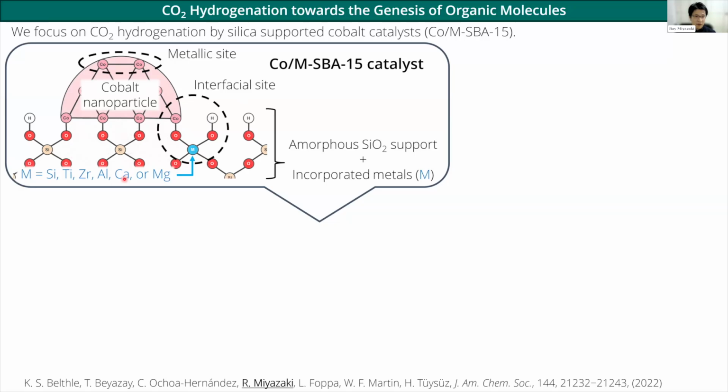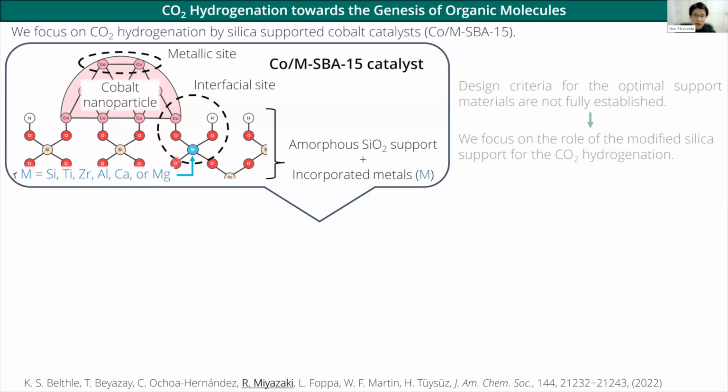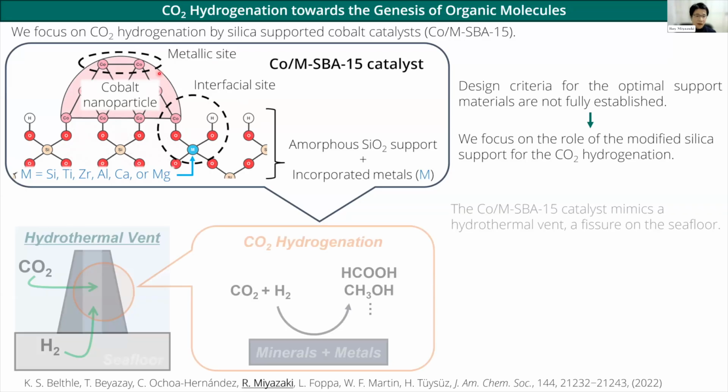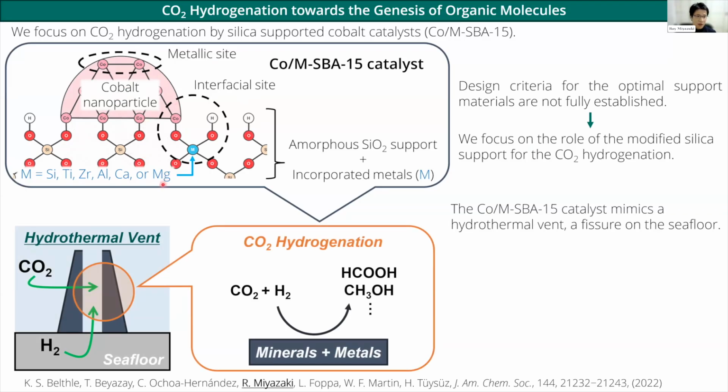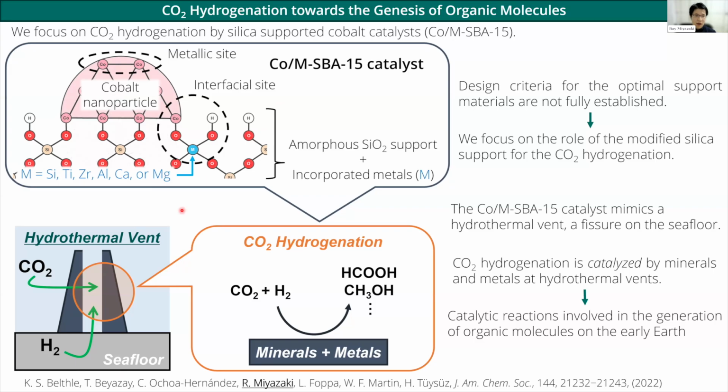The difference of the support material is very important for catalytic activity, but the design criteria for the optimal support materials are not fully established yet. So in this study, we particularly focus on the role of the modified silica support for CO2 hydrogenation using this catalyst. And this catalytic system is quite unique, because our collaborators mimic the hydrothermal vent environment using it. A hydrothermal vent is a fissure on the seafloor discharging hot water, and this is related to the origin of life. Our collaborators investigated how first organic molecules are generated at the hydrothermal vent using this catalytic system.